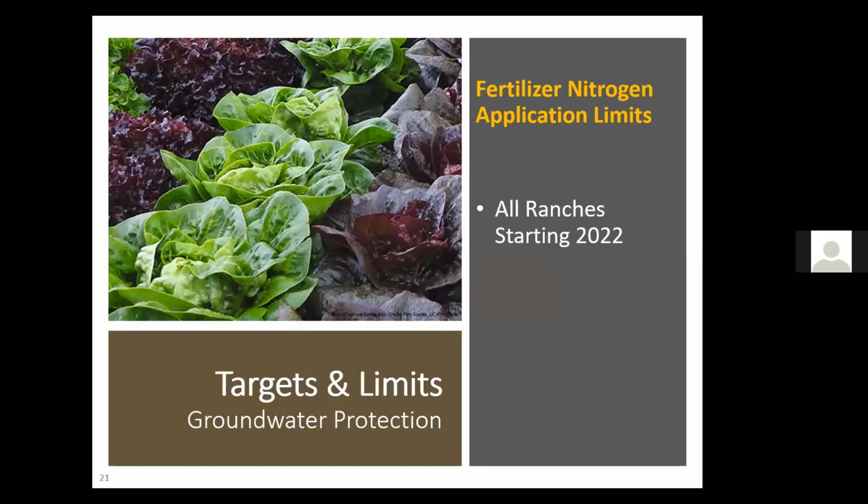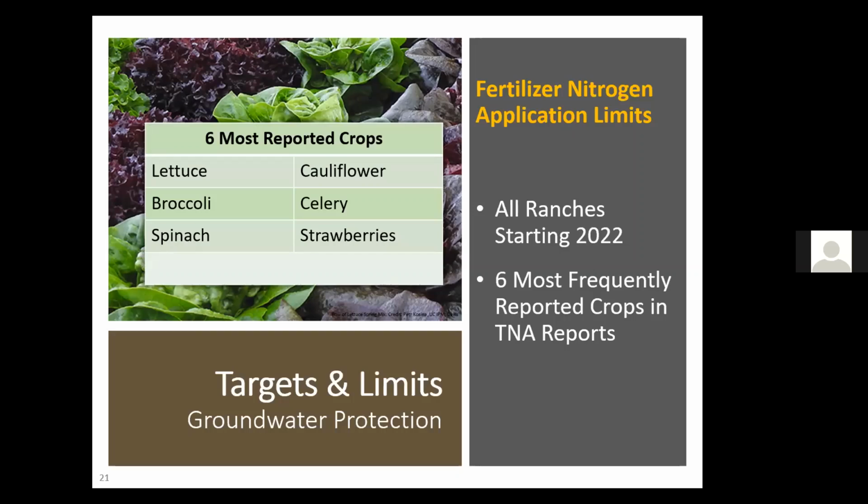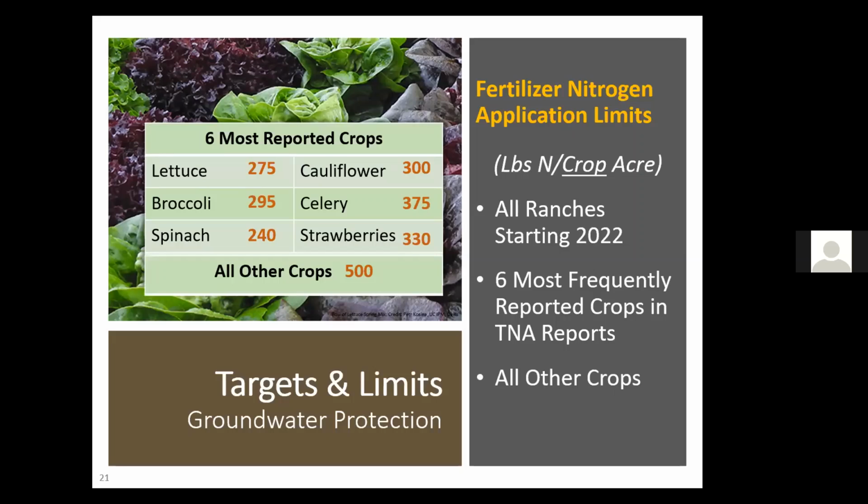So based on information provided to us from the total nitrogen applied reports that we've been receiving since 2014, these are the 6 most frequently reported crops in our region. And the order establishes the values as the fertilizer application limits for these crops. These numbers are based on grower-provided information as well as research-based guidelines and scientific literature. The units for these application limits are pounds of nitrogen per crop acre. For all other crops in the region, the order establishes the fertilizer application limit of 500 pounds of nitrogen per acre.